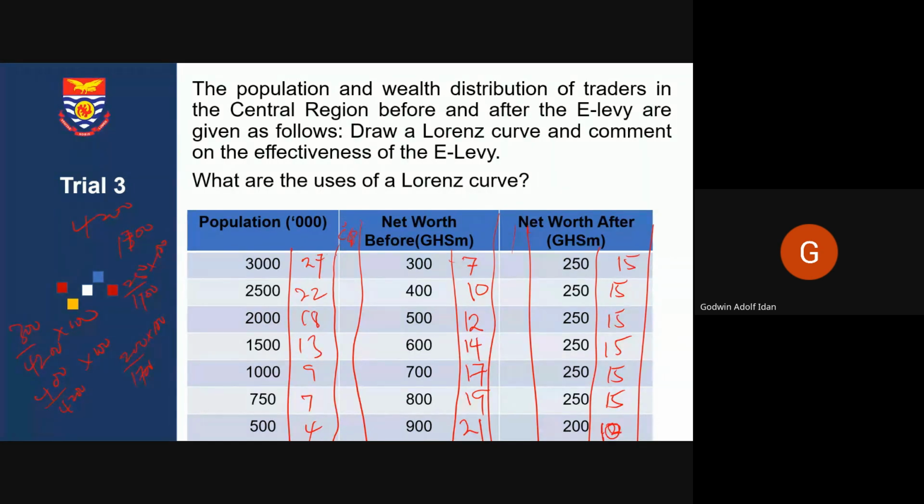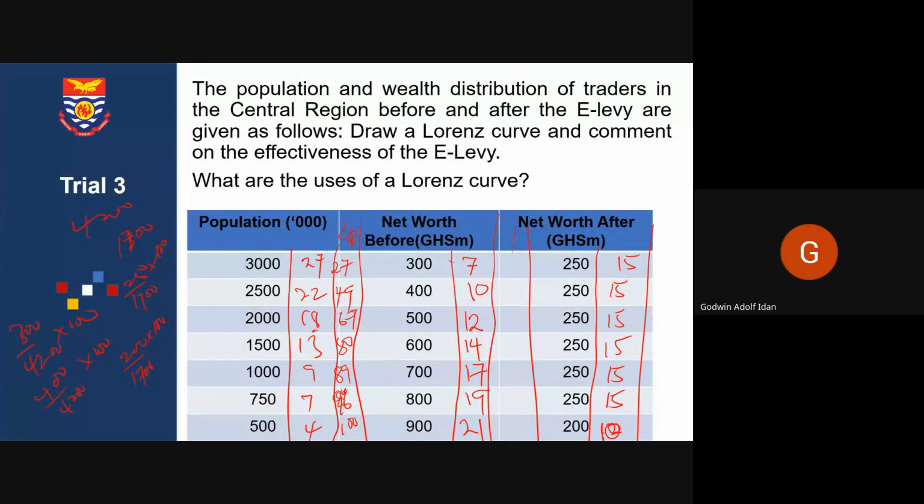So we have 27 for the first one. The next one is going to be 27 plus the 22, which gives us 49. And we do 49 plus 18. What are we getting for this? 67. And we move to 67 plus 13, giving us 80, plus 9 will give us 89. Plus 7, 96. And then plus 4 will give us 100.